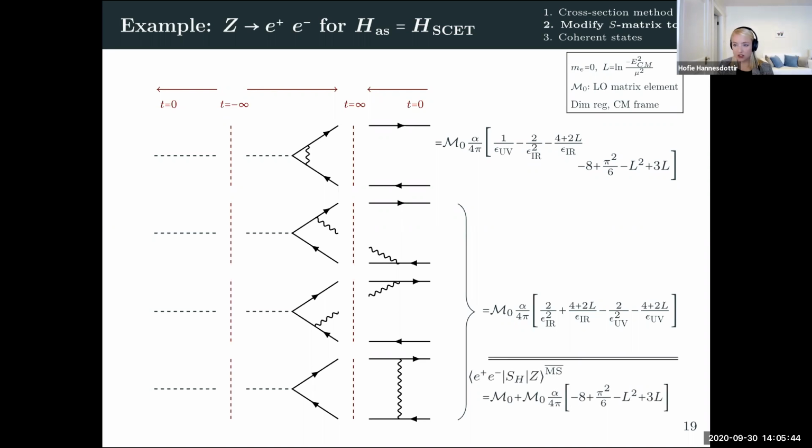So the total result, the hard S matrix element for this process, Z going to E plus E minus, if I renormalize in MS bar, so I drop all the UV divergences, it's just the finite part of what I started with. And if you're familiar with SCET, you might recognize this calculation. It's precisely the calculation of the Wilson coefficient in SCET.